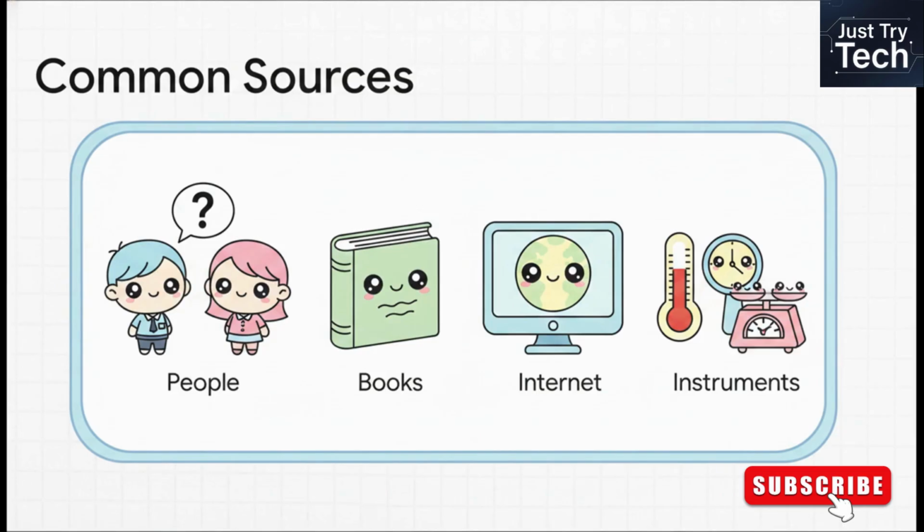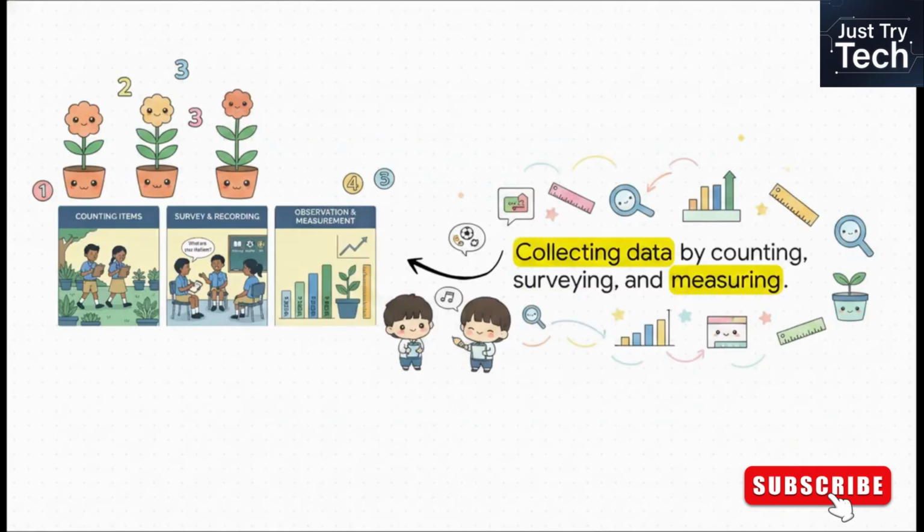We can ask people direct questions, we can read verified facts from books, we can search the internet, and we can use precise instruments like reading a thermometer for temperature, checking a clock for the time, or using a weighing scale. In practice, you might collect data by carefully counting the number of green plants in the school premises, or conducting a fun hobby survey by asking your classmates what they like to do, or measuring how tall a bean plant grows week by week in your science class. These are all excellent, practical ways to collect accurate information.